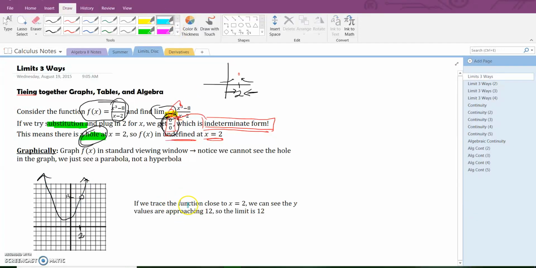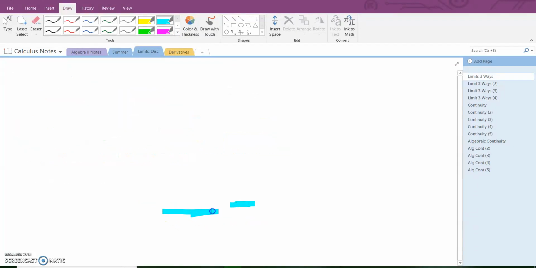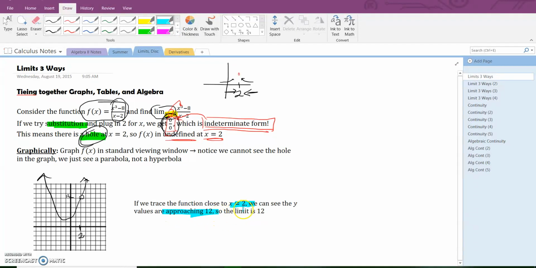I'd make this note. If we trace a function close to x equals 2, we can see the y values are approaching 12. So we're guessing right now that the limit is 12. We're not very accurate though because we didn't actually get exactly 12. So we're not really happy with this because we want more accuracy. So we're going to try numerically next, and then for the ultimate accuracy, we're going to do algebraically. So make sure all this is written down.